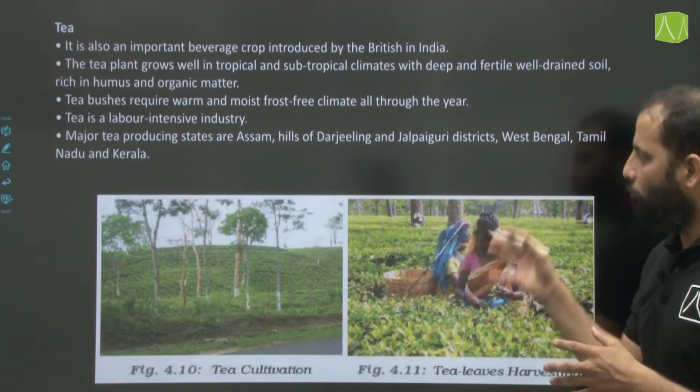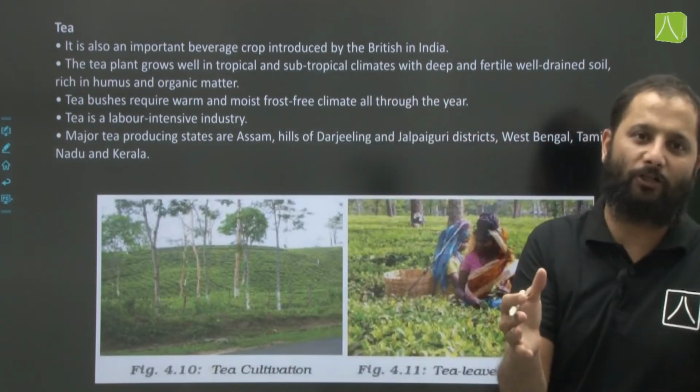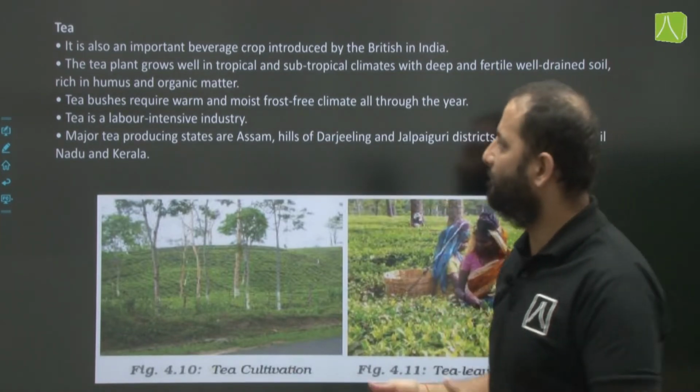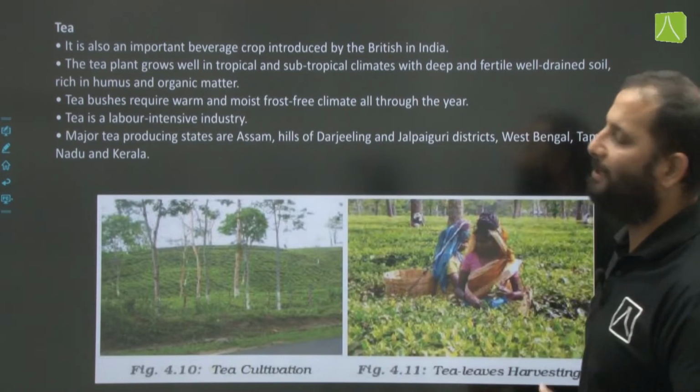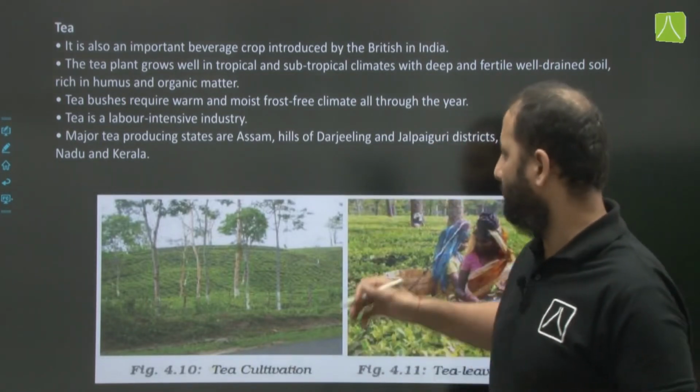As you can see, most of the tea plantations have both the plantation part as well as the industries which are located there for the processing of tea leaves. Major tea producing states are Assam, hills of Darjeeling and Jalpaiguri, West Bengal, Tamil Nadu and Kerala.